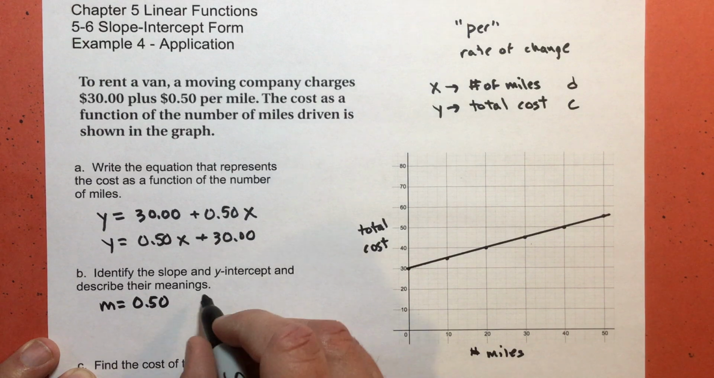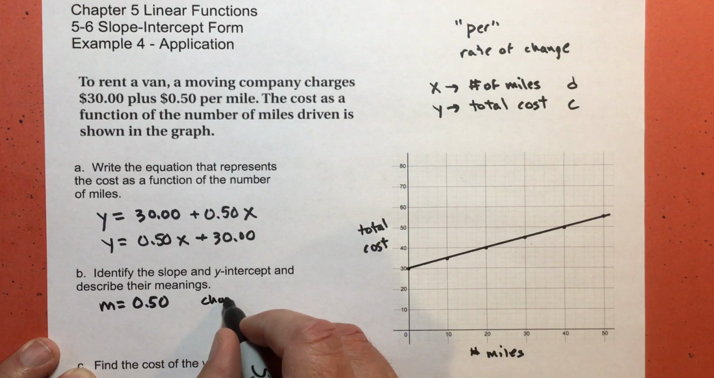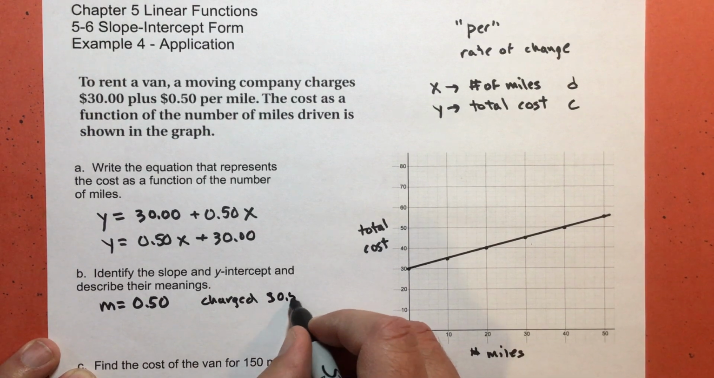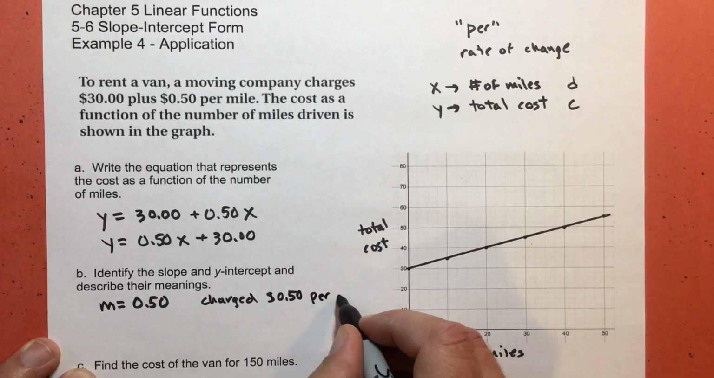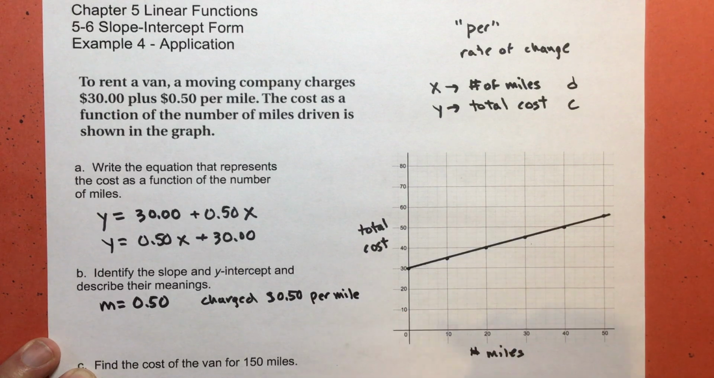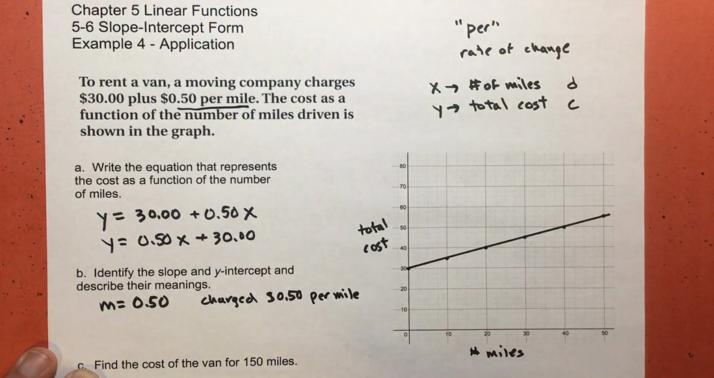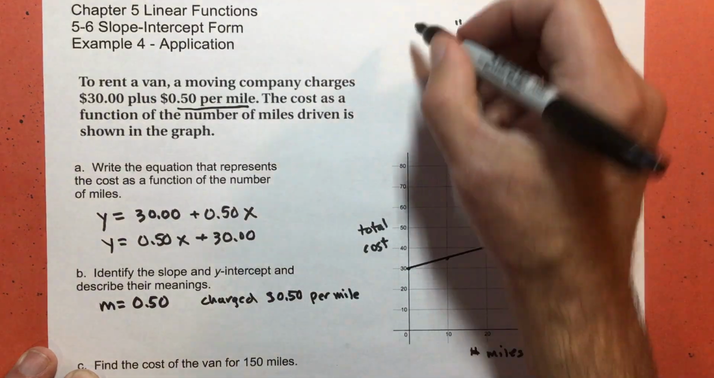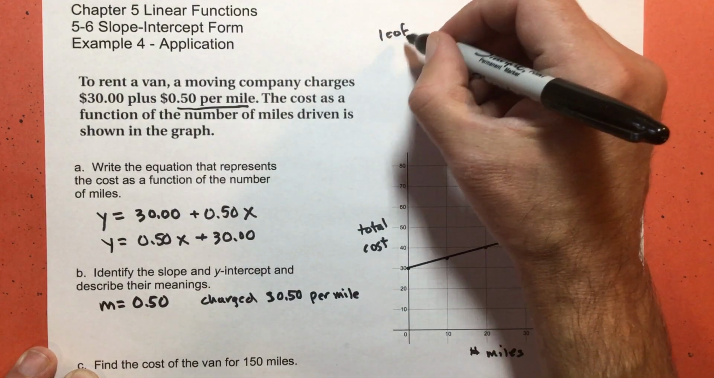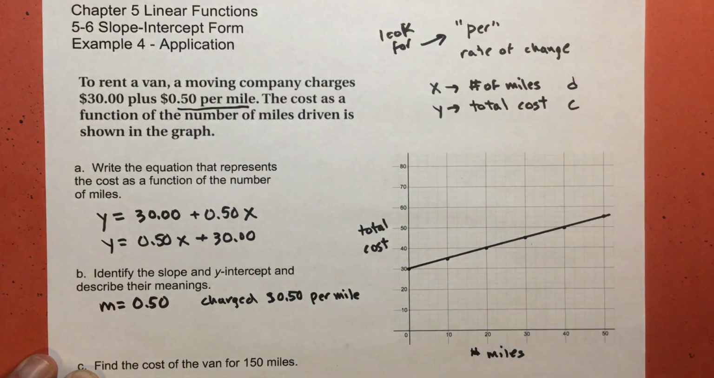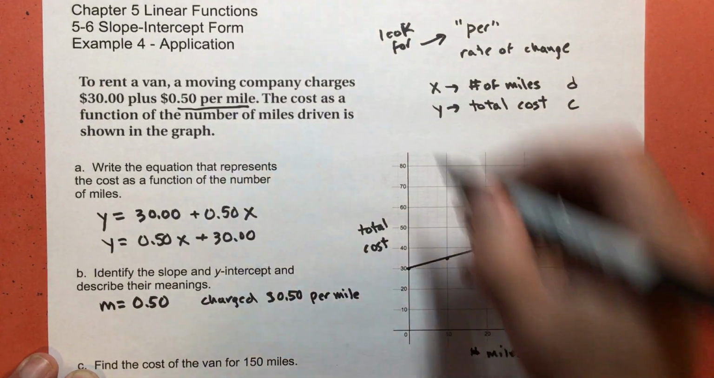What that means is that I'm going to be charged 50 cents per mile. That's this part right here. That's the slope, which is the unit rate. Go look for the word per. Look for the word per. That's going to tell you the slope.